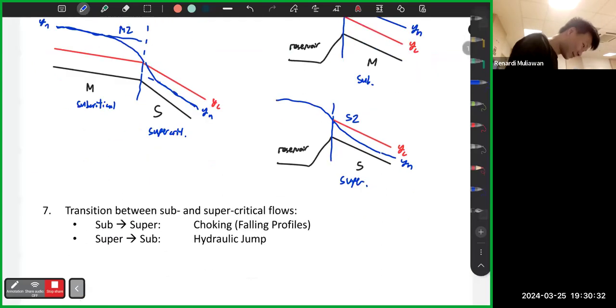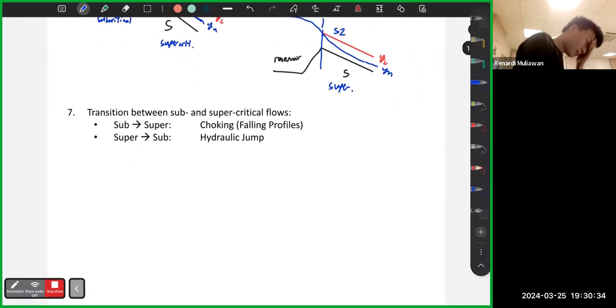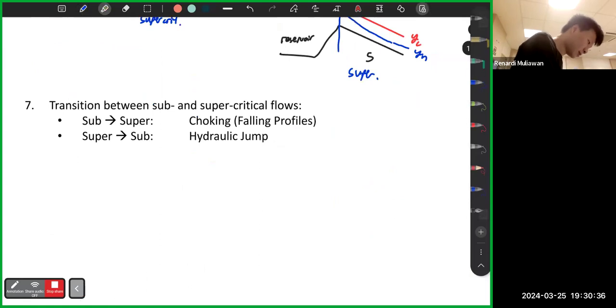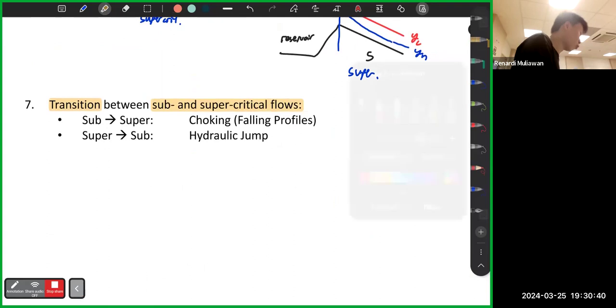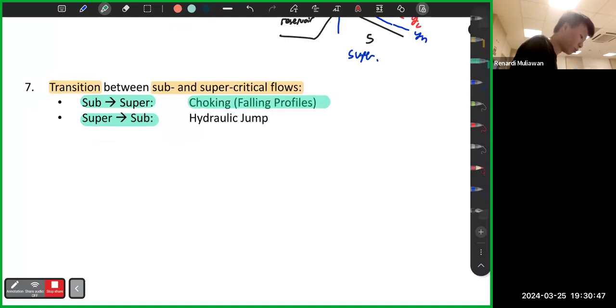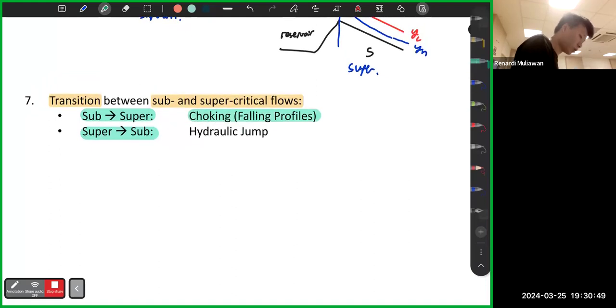So now let's go to transitions. For transitions between sub and supercritical flow, it depends on where to go to where. Is it sub to super or super to sub? For sub to super, what we learned before is the choking. If you remember, the flow goes to YC.